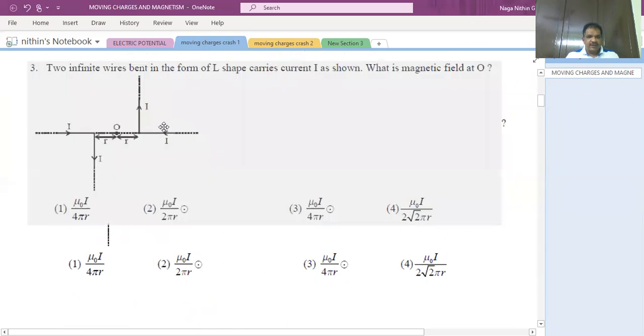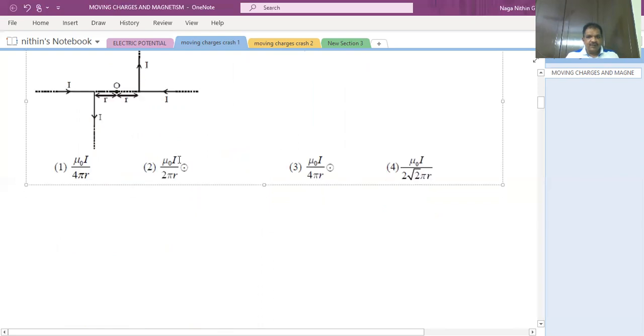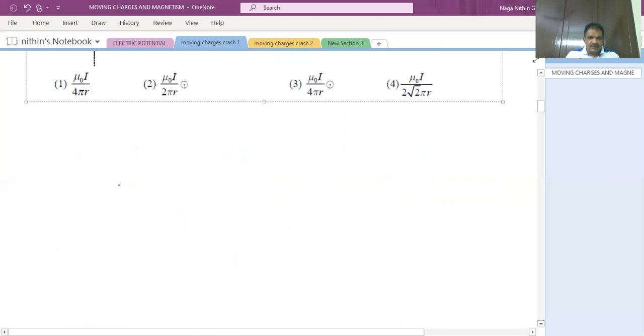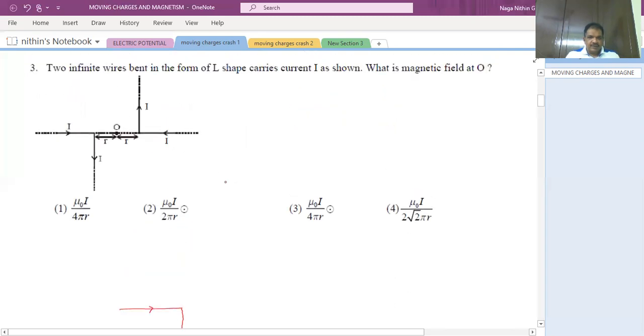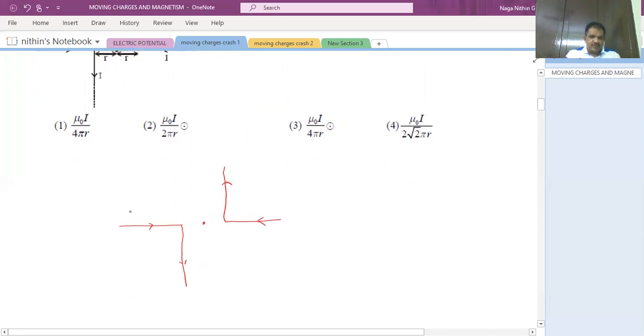Two infinite wires are there. They are bent in the form of L shape. What is the magnetic field at the center? So here one wire is there in this part. Here one more wire is there in this format. At the center, what is the magnetic induction? That is the question. So I'm assuming this is the first part, this is the second part, this is infinite wire, this is infinite wire. This is infinite wire, this is infinite wire.